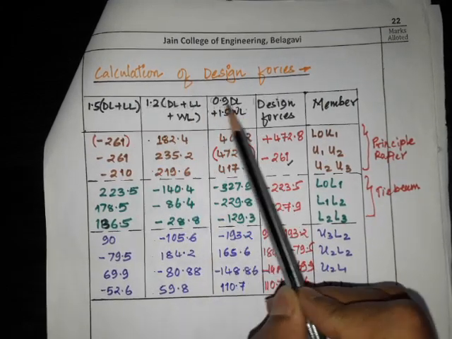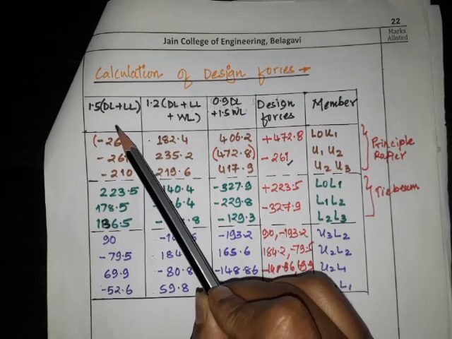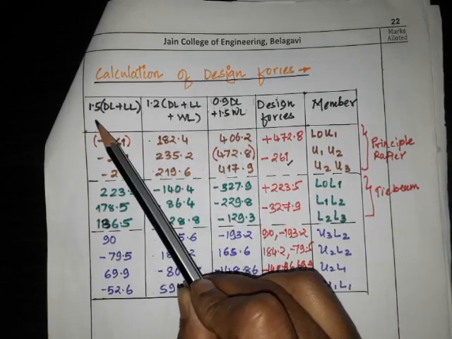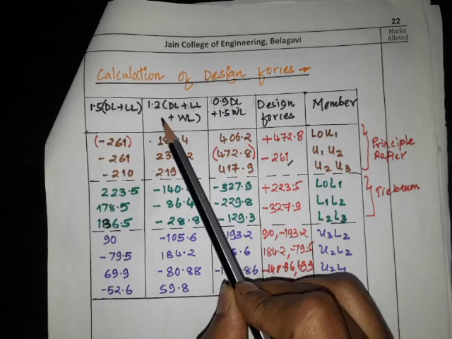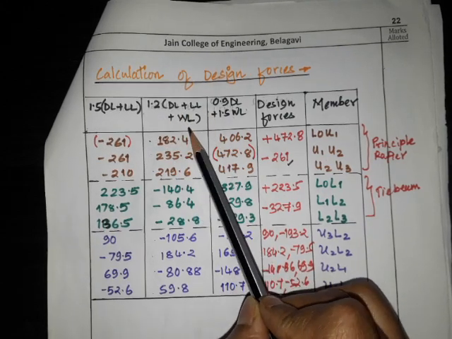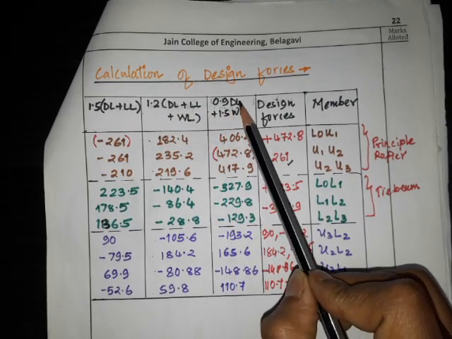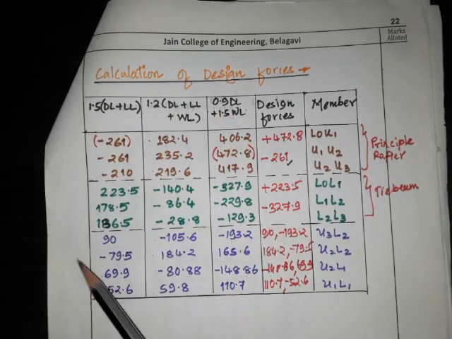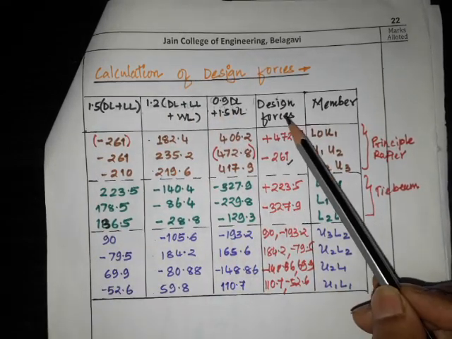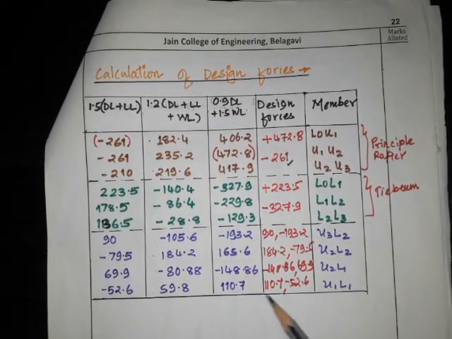By making the load combination, मैंने यहाँ पे 3 load combinations assume किए हैं. That is 1.5 dead load plus live load, 1.2 times dead load, live load and wind load, then 0.9 times dead load plus 1.5 times wind load. So after multiplication, you will get a design force.